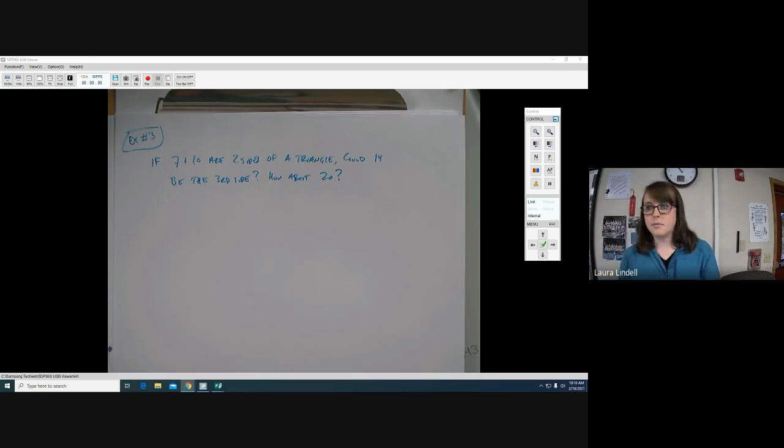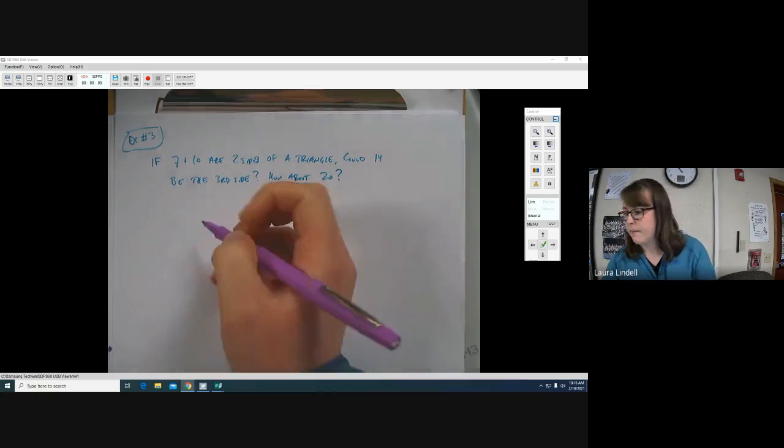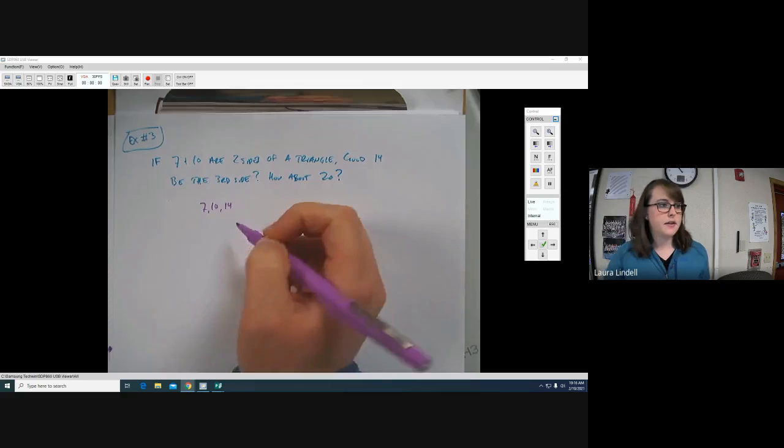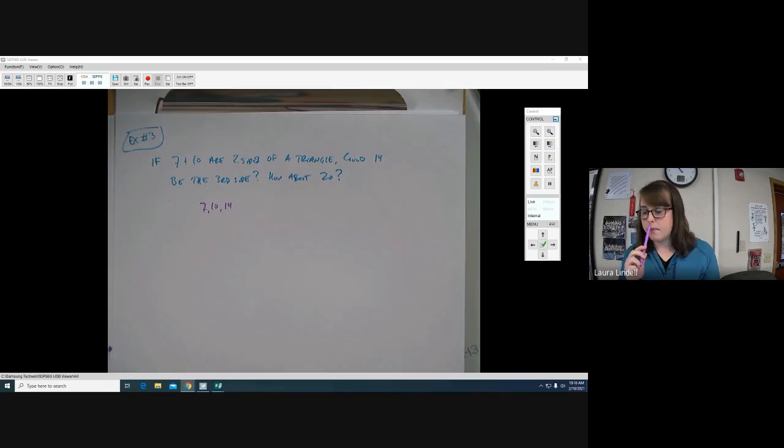All right, we're pretty evenly split so far. What do we think? Need some more people to vote here. Could 14 be the third side? So if we think about it this way, 7, 10, and 14, could they make a triangle? Do the 2 smaller sides add up to be more than the third side?